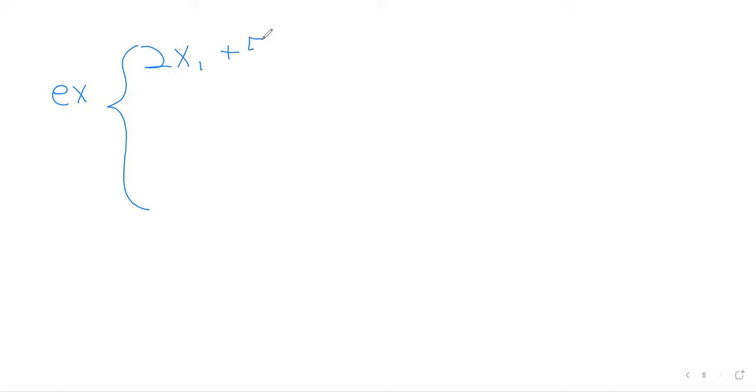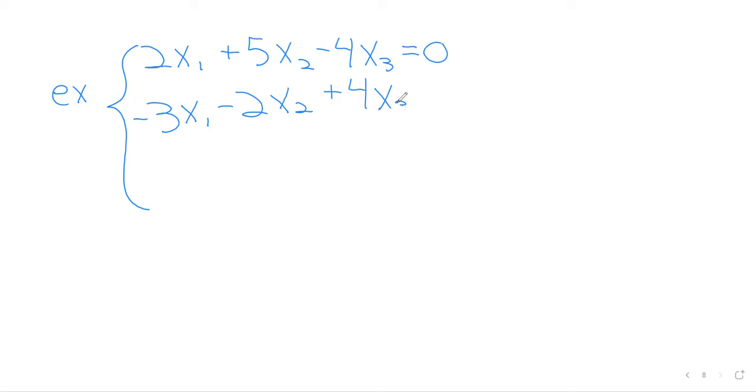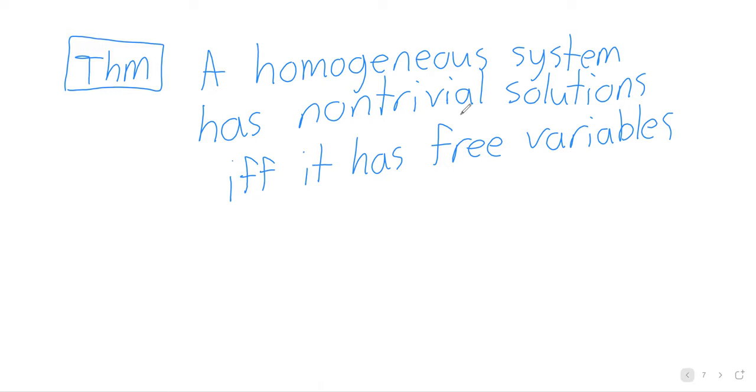2x1 plus 5x2 minus 4x3 equals 0. Negative 3x1 minus 2x2 plus 4x3 equals 0. 6x1 plus x2 minus 8x3 equals 0. And that's, I won't say solve, but let's investigate the solutions to this homogeneous system. Let's at least answer the question of whether it has infinitely many solutions or just the trivial solution.